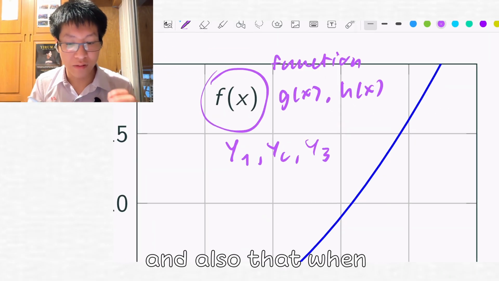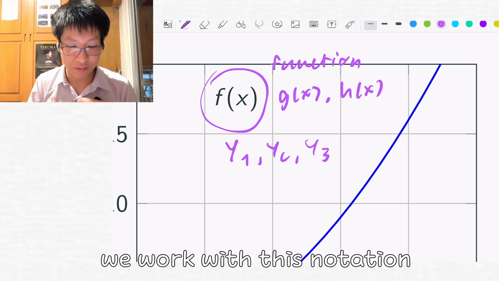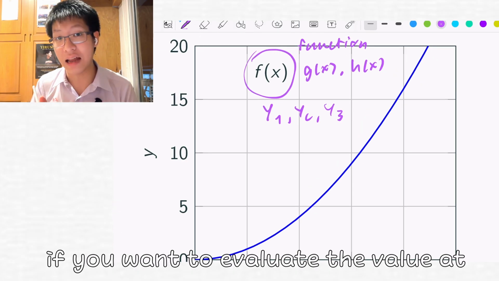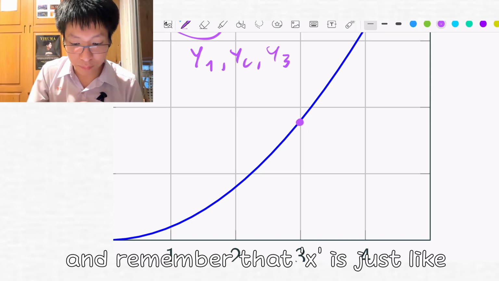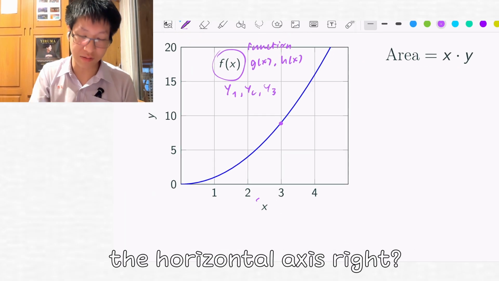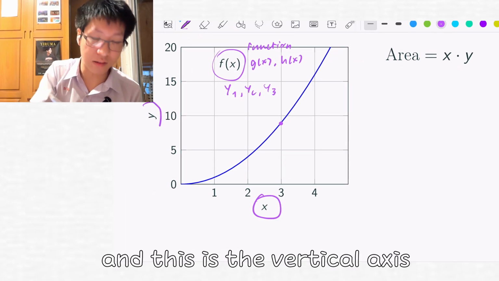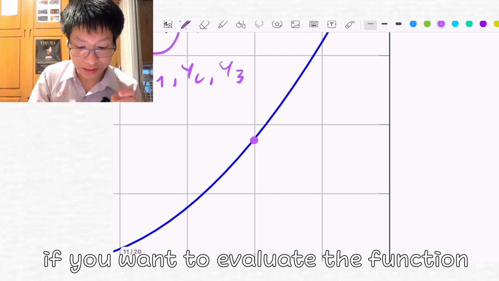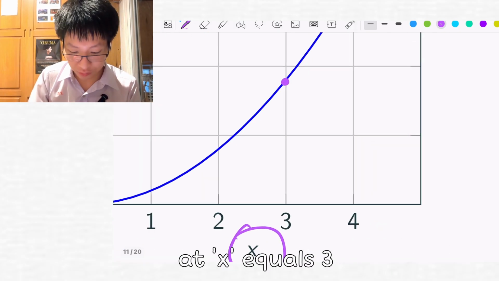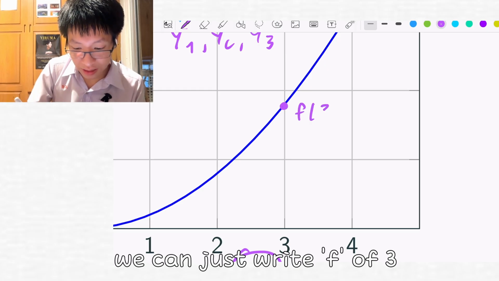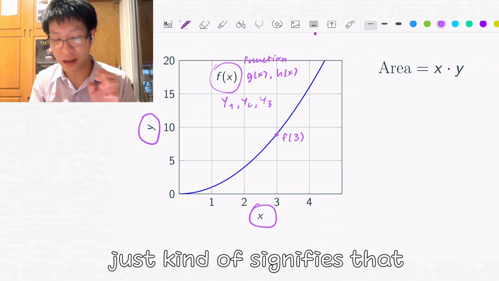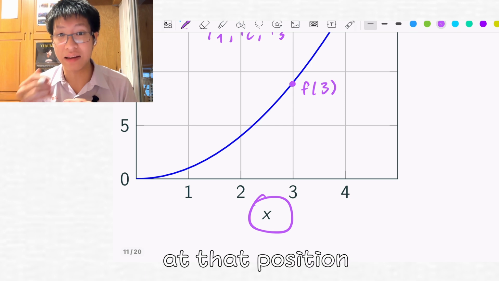And also, when we work with this notation, if you want to evaluate the value at a specific position, for example, at x equals 3, and remember, the x is just the horizontal axis, right? I named this x, and this vertical axis is called y. If we want to evaluate the function at x equals 3, which is the point right here, we can just write f of 3, and that simple notation just signifies that we want the y value at that position.